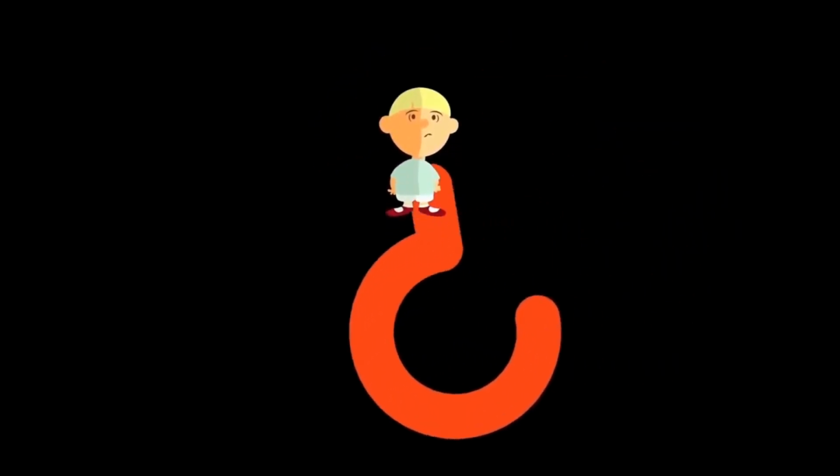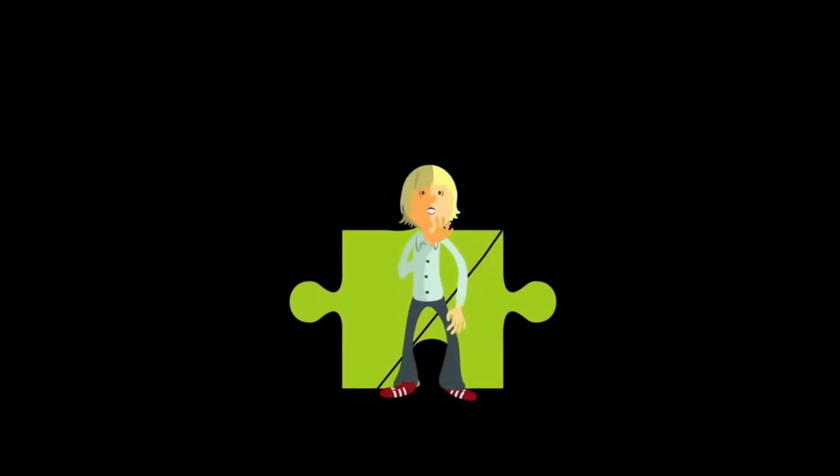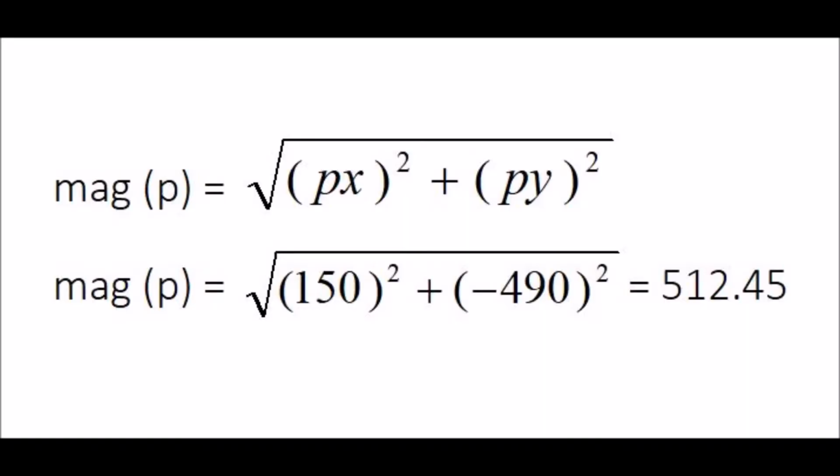Now, to solve for the final velocity of the collision, first we have to find the total momentum of both skaters, and for you to solve that, we have the magnitude equation, which is the square root of Px squared plus Py squared, and it will give you 512.45. Now that we have the momentum of both skaters, we get their total mass and solve for the final velocity with the momentum equation from before.